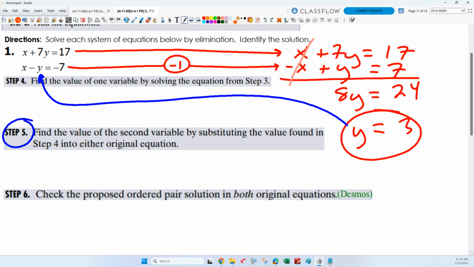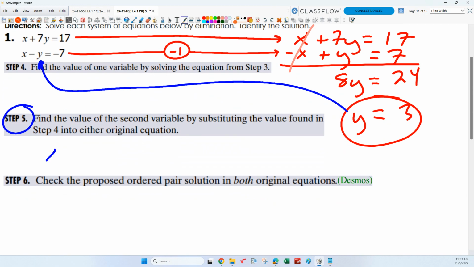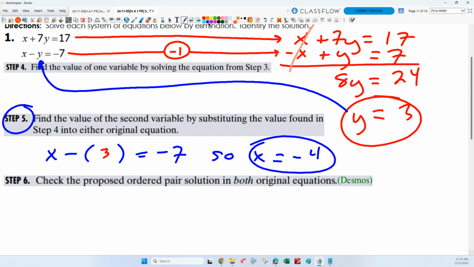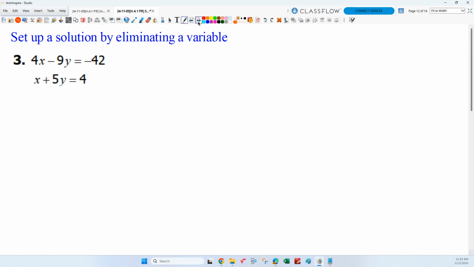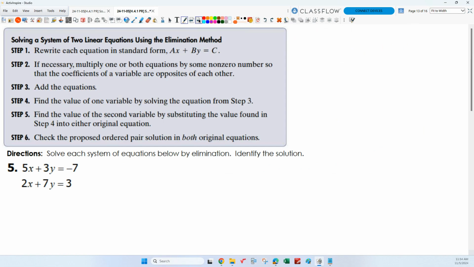Now, what's that give me if I plug in y equals 3? x minus 3 equals -7. So what does x equal? -4. Okay, and I've got my solution. Okay, give me 1 to 5. Does that all make sense? Okay. Let's try, I'm going to skip that one. Let's just skip up to this guy.